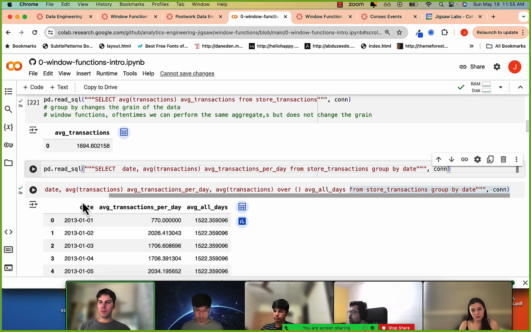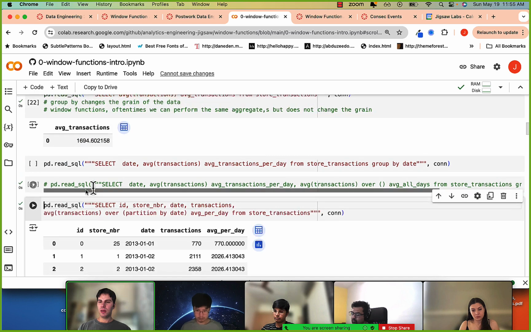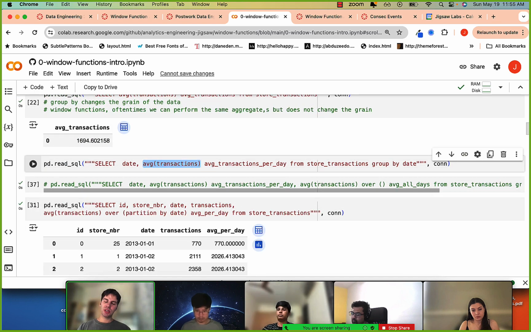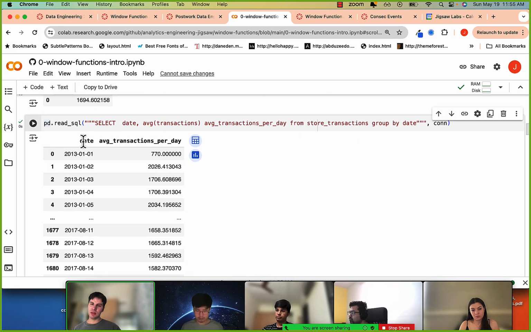But let me just comment this out. Let's start from the beginning. So select date, the average transactions from store, and the way that we're getting this is we're doing group by date. So we're changing the grain of the data, so we just have one for each day. So this is kind of the first step. When you think about it, and also just in order of operations in SQL, the first step is the group by. After the group by, after the dimension of the data is changed, then the window function comes in.